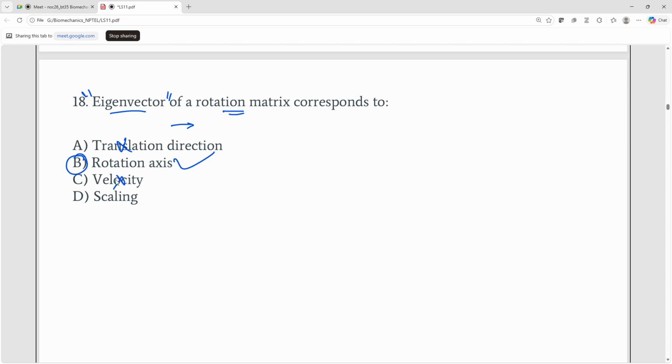Then velocity, nothing here is talking about velocity in kinematics, unless we are taking the Jacobian and all. Then scaling. Scaling doesn't have anything to do with rotation. So the only option left is option B, rotation axis.